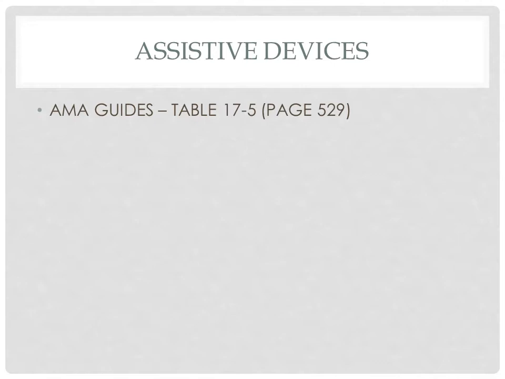Assistive devices are described in the AMA Guides Table 17.5, and this is on page 529 if you want to follow along. Table 17.5 discusses assistive devices that are required in certain lower extremity impairments. If you're looking at your book, you'll notice that with the exception of 2 instances, all impairments describe dependence. And I emphasize that word dependence on an assistive device for mobility.